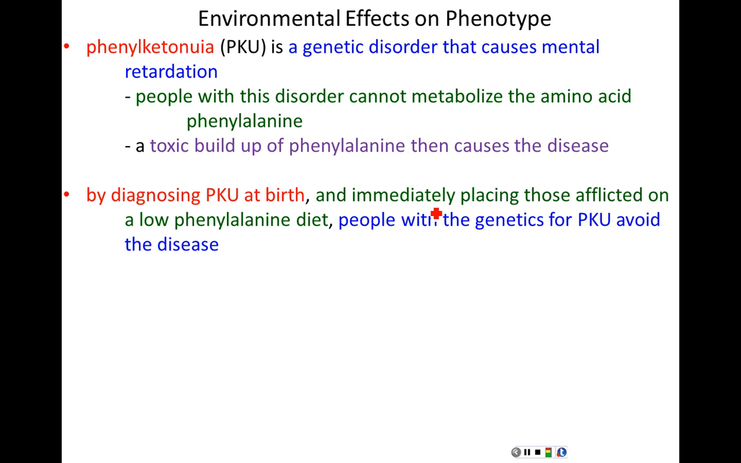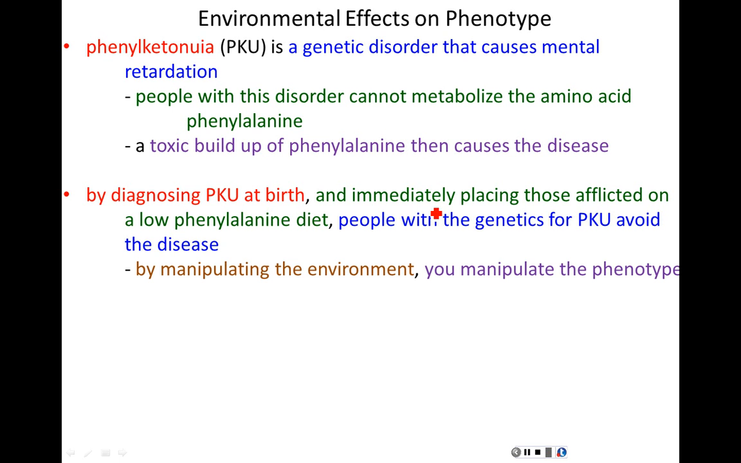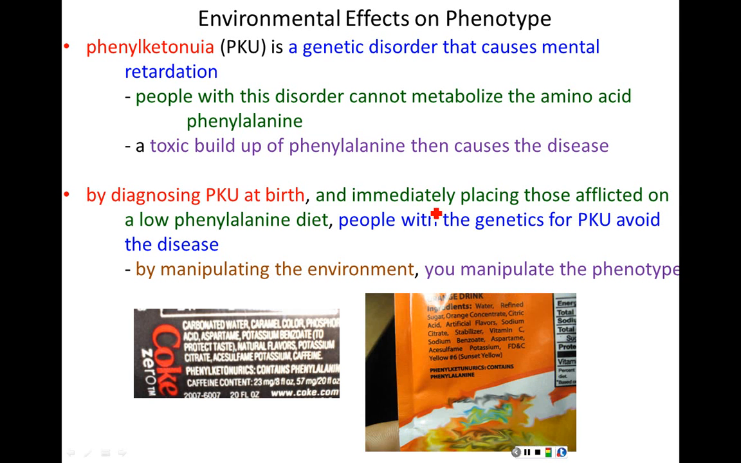So we now have a way to diagnose PKU at birth. And immediately, once diagnosed, soon after birth, if an individual is placed on a low phenylalanine diet, they will never get to the toxic buildup of this amino acid, they'll never get the brain damage, and so they'll avoid the disease. By manipulating the environment, we can manipulate the phenotype. And incidentally, you may have seen these warnings on labels before. Attention phenylketonurics, contains phenylalanine. This is on many processed foods. This is because if somebody with PKU is to consume this food, they run the risk of brain damage, a toxic buildup of phenylalanine. But if they stay away from foods that are high in phenylalanine, they'll never get the disorder.